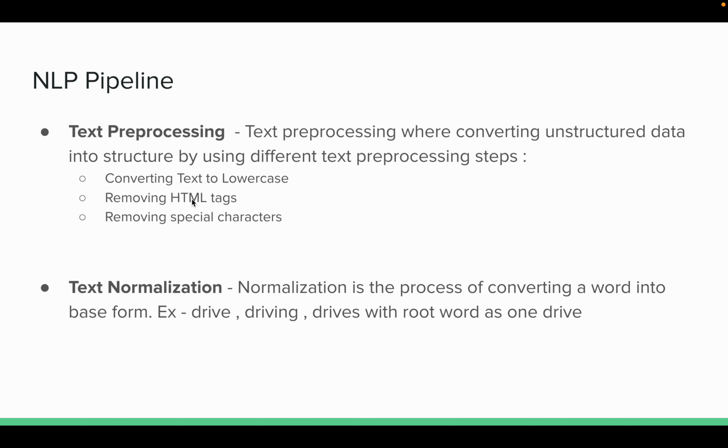If your data has HTML tags, you have to remove those tags, as they are noise in the data. That is part of text pre-processing. The next step is removing special characters, like the at-the-rate symbol, hash symbol, or percent symbol. These have no meaning when you feed the data to a model. So the first step you have to do is the text pre-processing step.